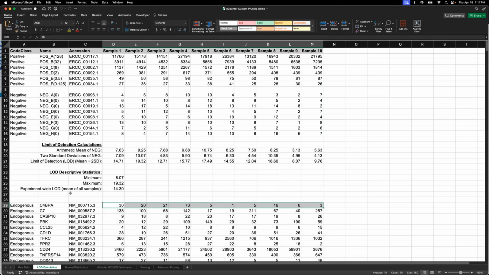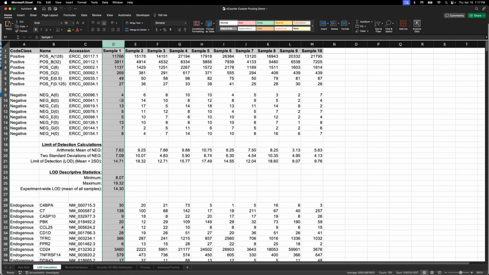To establish the limit of detection, let me look at sample number 1 as an example. I'm going to take the 8 negative controls in this sample, and I'm going to calculate the arithmetic mean. For this sample, it's 7.63. I did that exact same calculation for every sample here, all 10 samples. If you love Excel and like getting into the formulas, I'll pause here just for a second. This is the way to calculate the average of all the negative controls for sample number 1 here.